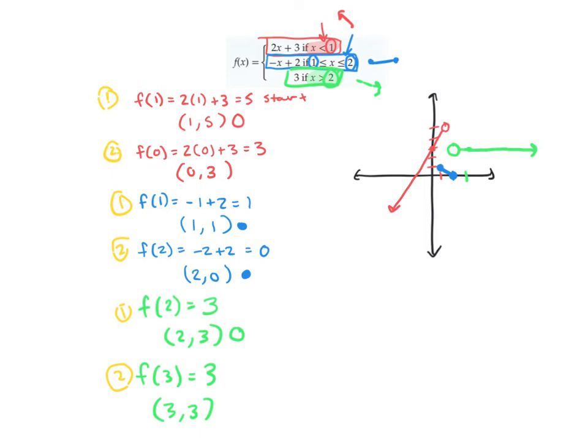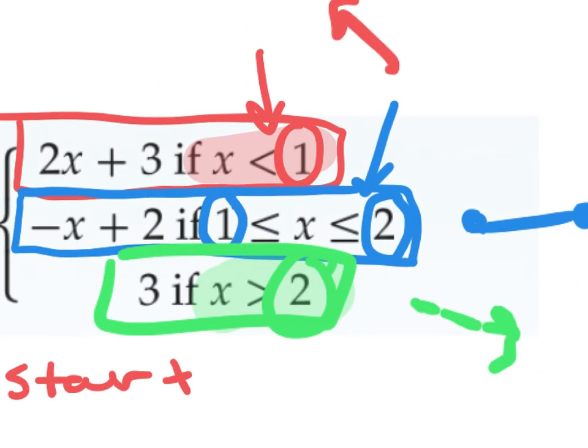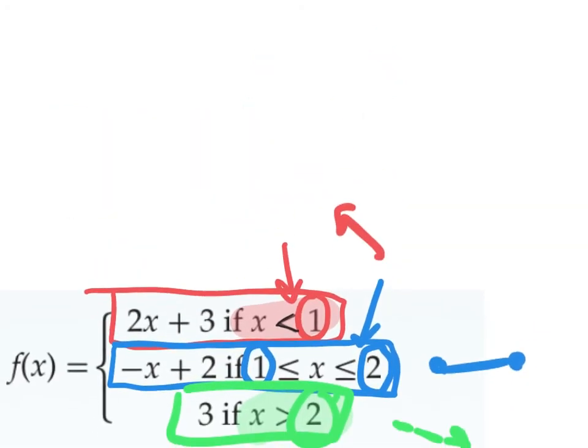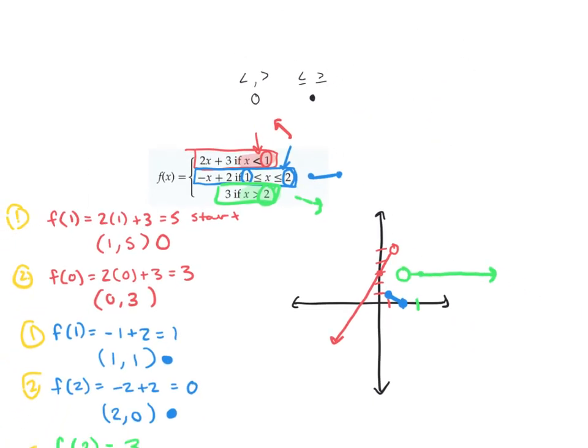Any questions on this one? Miss Carter, how do you know when it's open or closed? So we have to look at the sign here. This is just a less than sign. If it's less than or greater than, it's an open circle. If it's less than or equal to or greater than or equal to, then it is a closed circle. So if there's that line underneath, then we close the circle. Okay, thank you. Welcome. Any other questions on this one?